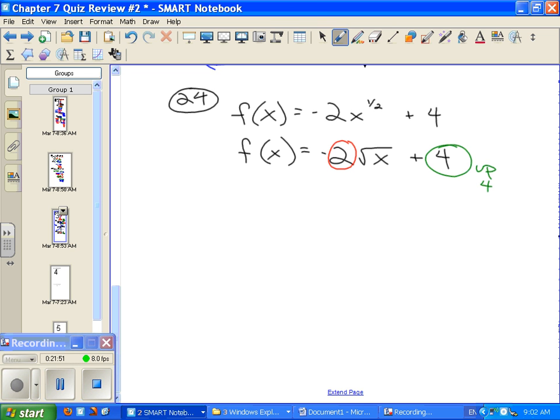Why is it a stretch and not a shrink? Bigger number. Bigger than 1. All right, so this is a stretch. But it's a negative, so it's going to be reflected. The negative is a reflection. So the negative is completely different from the stretch. It's like they're separate. Correct.